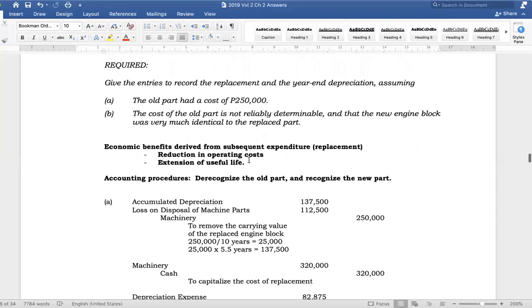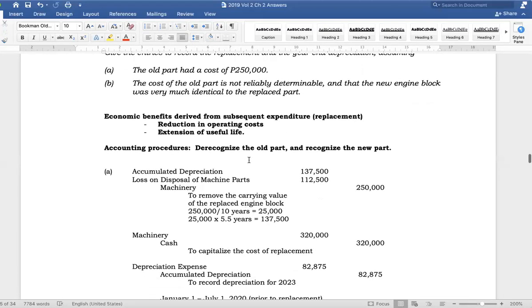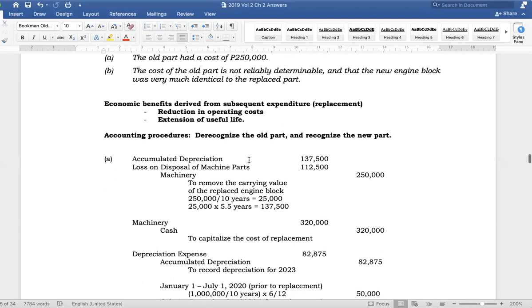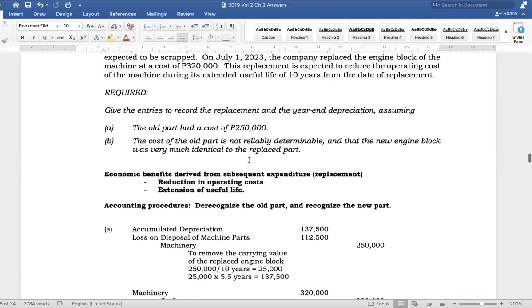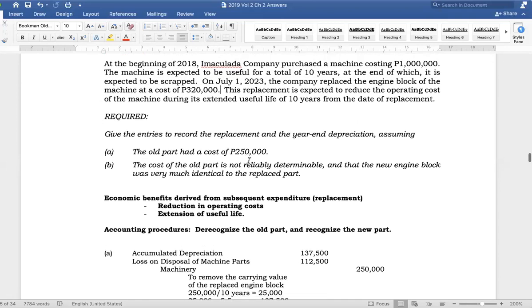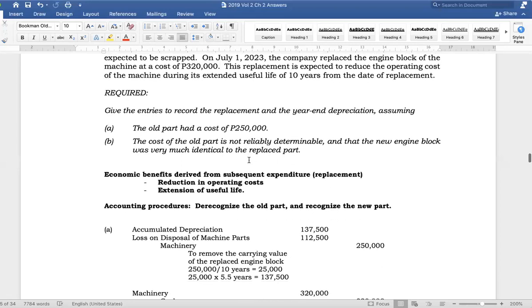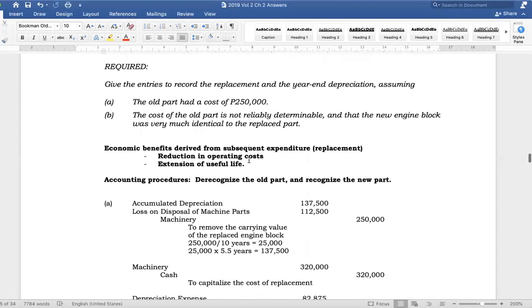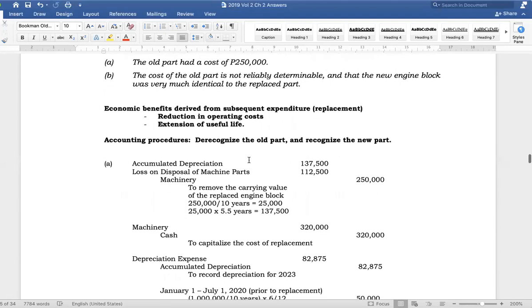Recognizing the old part and capitalizing the new part will mean that the carrying value of the asset has been adjusted, so we will need to compute for the depreciation expense. We have two components of depreciation expense for the year 2023. That is, we are depreciating for half year the old part, and we are depreciating for the last 6 months the new part. So let us compute.